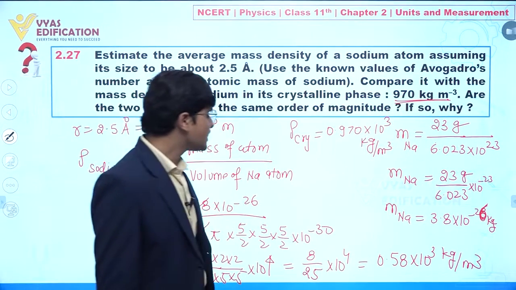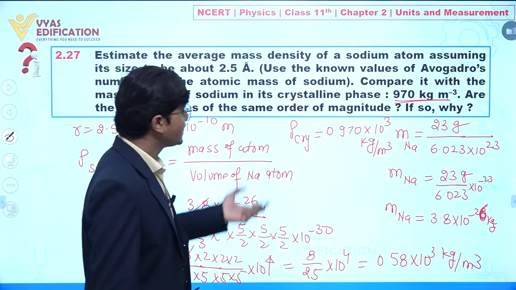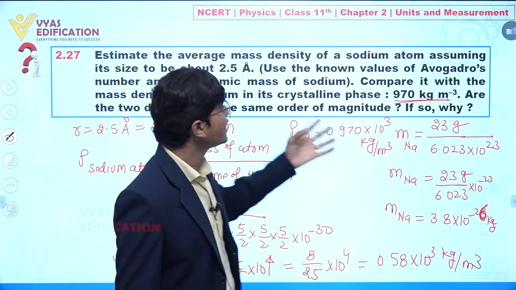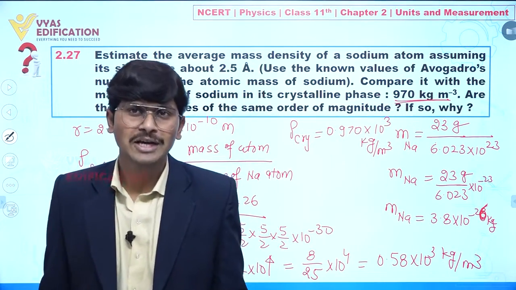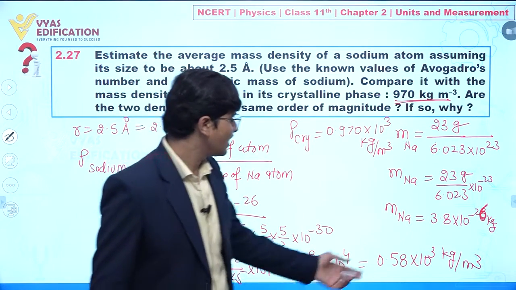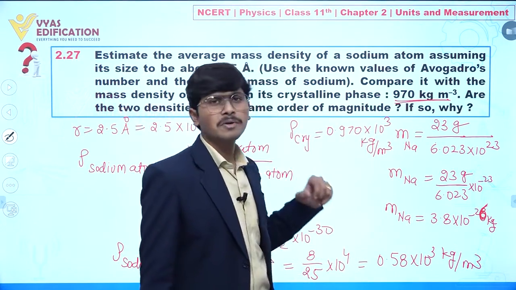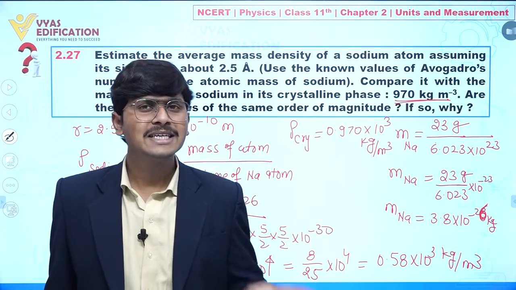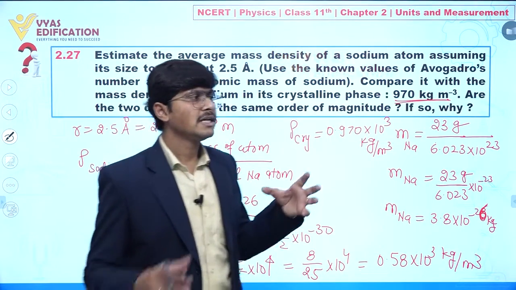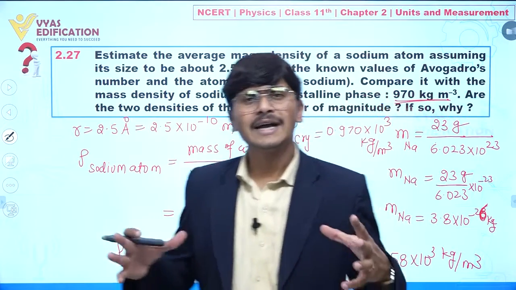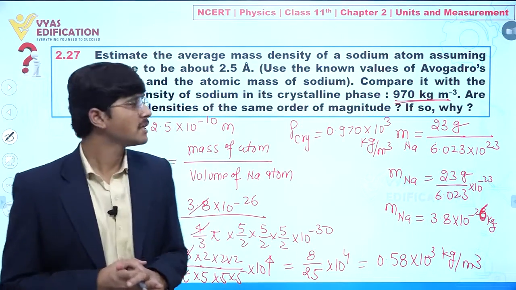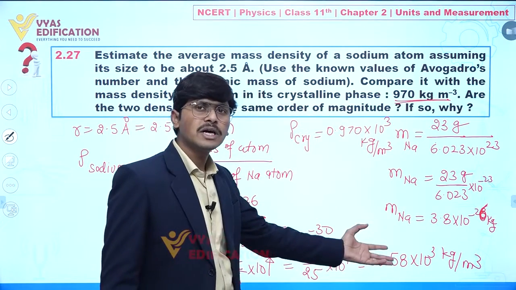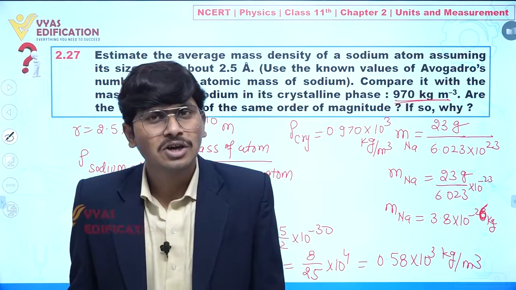Now we can see the density of a sodium atom and the density of the crystalline phase of sodium are of the same order. Same order means we are getting 10 to the power 3 here, this is also 10 to the power 3, this is 0.5 and this is 0.9. So we can say that the density is almost equal. And why? Because in sodium all the atoms are closely packed. Closely packed means the density of the total crystalline phase is almost near about the same as the density of a sodium atom. Clear? So this is all about this question.